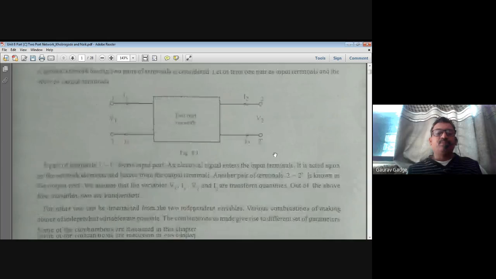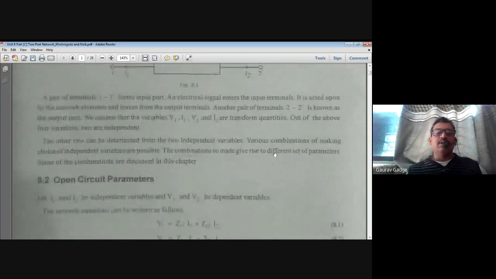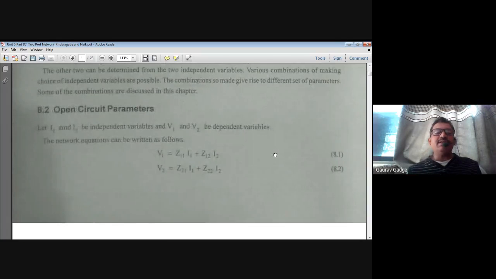Now, these two-port networks are basically represented in three forms of parameters. One, as I said, impedance, admittance, and third is ABCD. So we are starting with first open circuit parameters. Let us say I1 and I2 be the independent variables and V1, V2 be the dependent variables.